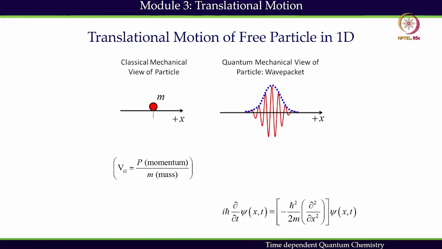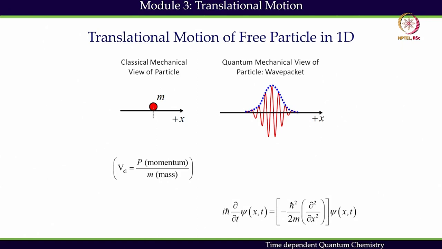Welcome to module 3 of the course Time Dependent Quantum Chemistry. In this module, we will go over translational motion, a free particle moving in one dimensional space, and how to represent the quantum dynamics of a free particle. One of the simplest forms of motion is perhaps a free particle traveling in one dimensional space.